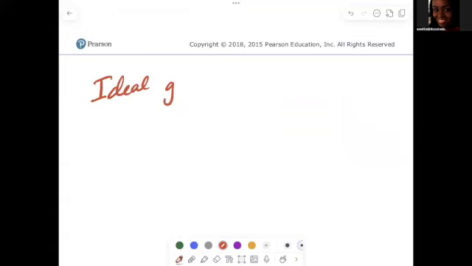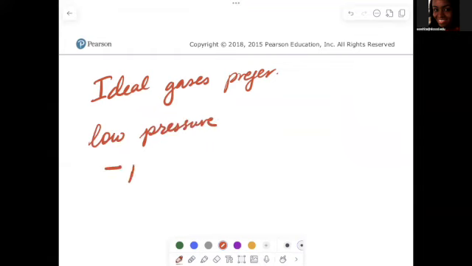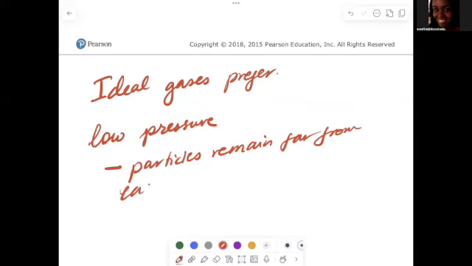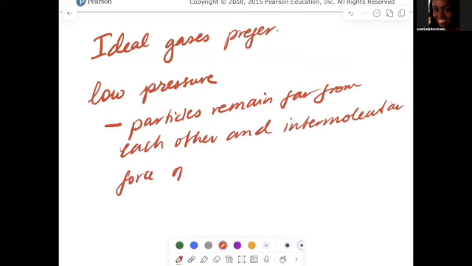Ideal gases prefer a low pressure environment because in a low pressure environment, the particles remain far from each other and the intermolecular force of attraction is low. Okay, so they like low pressure environment because of that.